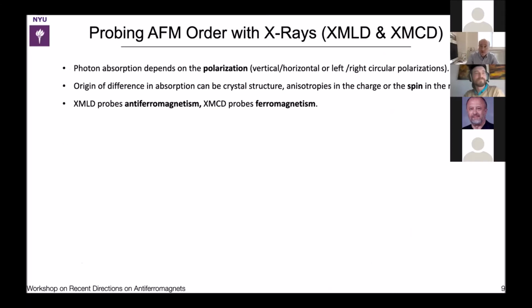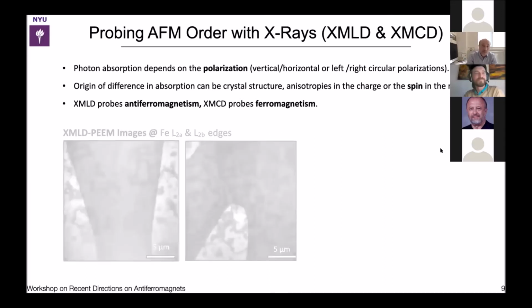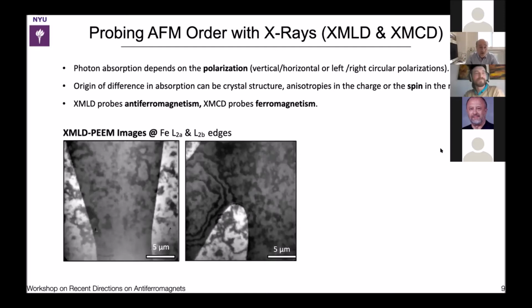What we're doing is XMLD and sometimes XNCD, and this allows us to probe the absorption that's dependent on the polarization of the light. We're mostly going to focus on XMLD. The linear dichroism can be related to asymmetries in the crystal, or to the spin of the material, and we're focusing, of course, on the magnetic part. We focus our experiments on the iron edges, the L2 and L3 edges of the iron oxide.